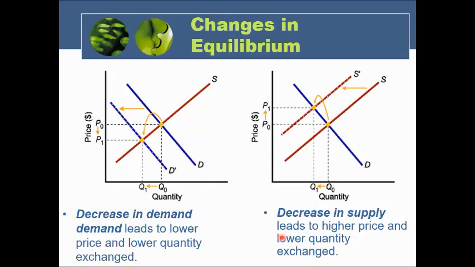And same, if there's a decrease in the demand, it leads to a lower price and lower quantity exchanged. And for the supply, if there's a change in equilibrium, it will result in a decrease in supply. The decrease in supply leads to a higher price and lower quantity exchanged.